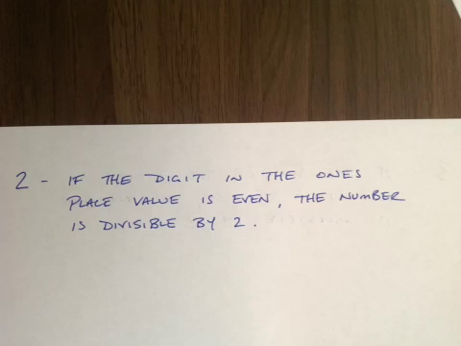So for the divisibility rule of 2, that's anytime we're dividing a large number by 2, we use this rule. The rule is stated that if the digit in the ones place value is even, the number is divisible by 2. So that means anytime there's an odd number in the ones place value, it's not divisible by 2. So let's take a quick peek at how this works.